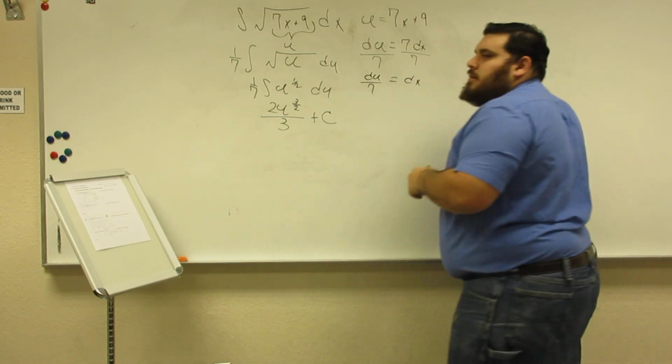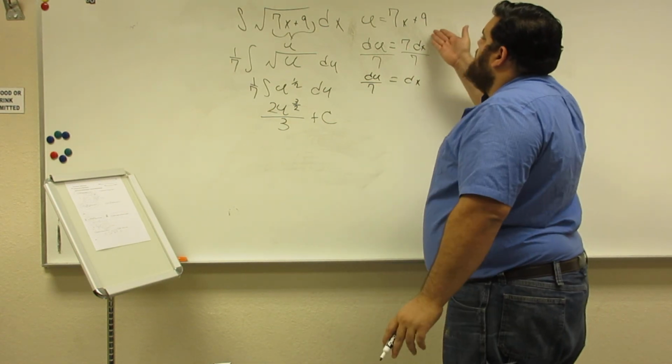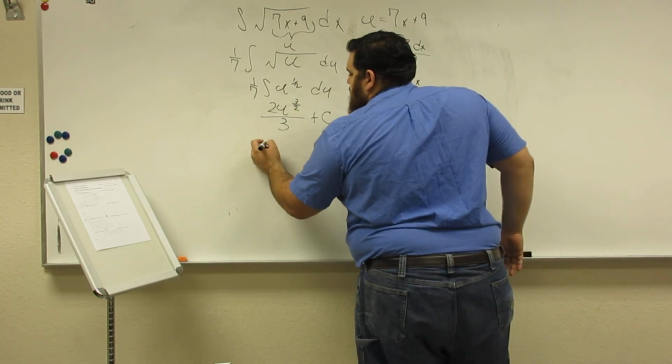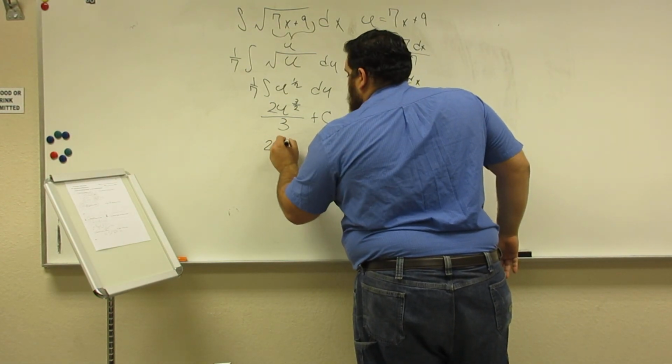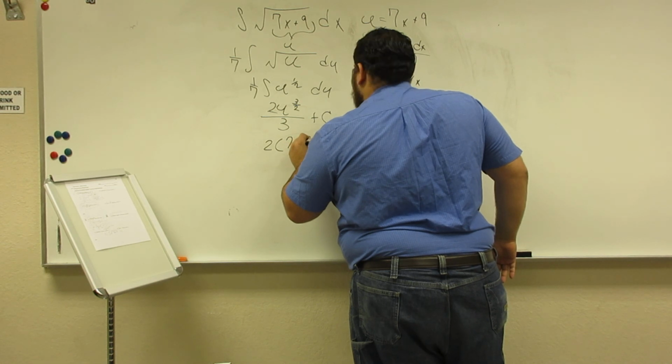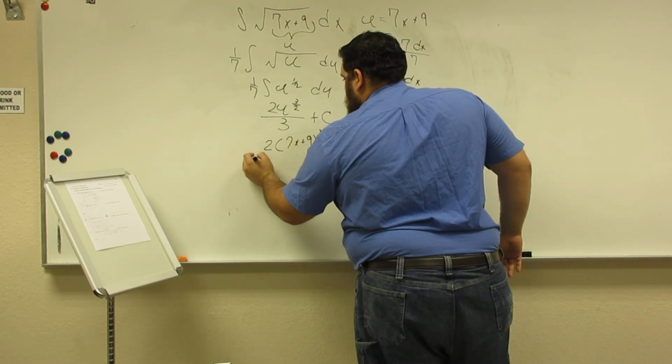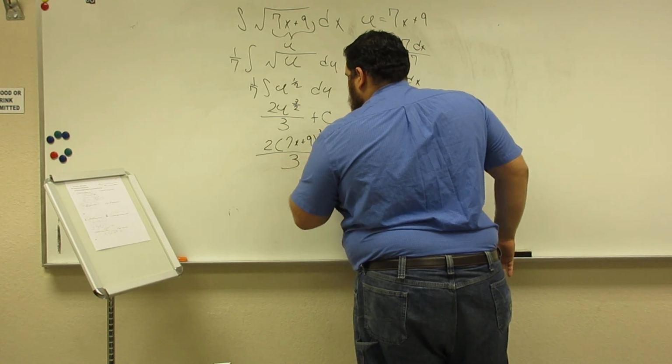Now the final step, again, we have to take our u function and plug it in. So we have 2 times (7x plus 9) to the 3/2 power all over 3 plus c.